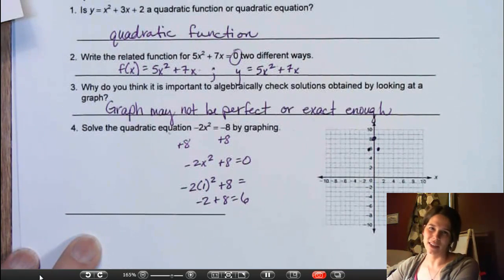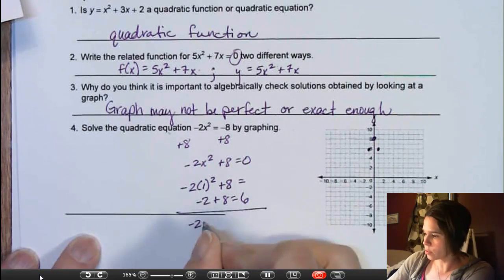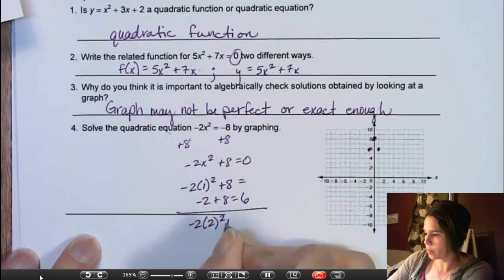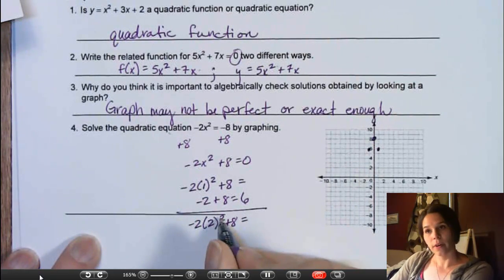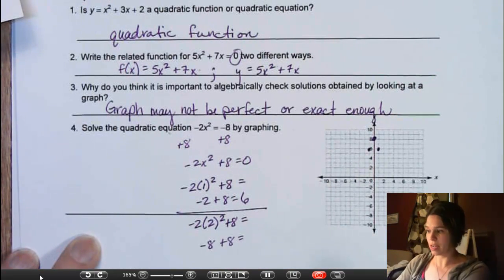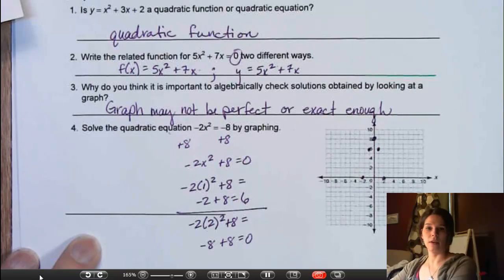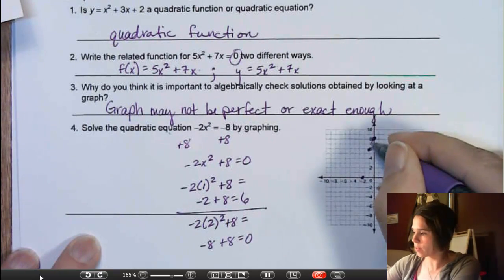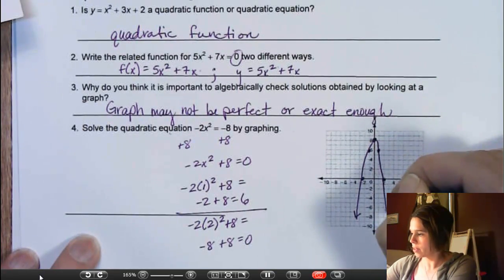That's still kind of hard to tell what my shape is. Let's go ahead and do 2. Negative 2 times 2 squared plus 8. 2 squared is 4. 4 times negative 2 is negative 8 plus 8. Negative 8 plus 8 is 0. Oh my goodness. I think I've found my zeros. So I've already done my check inadvertently just by picking these points on my parabola and graphing.